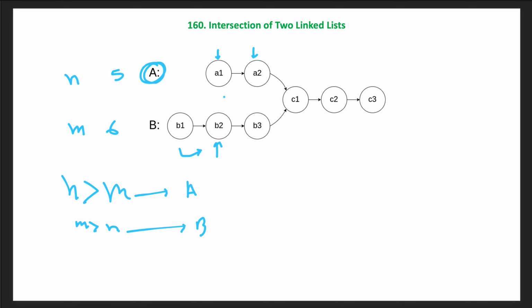We will compare as well, like if A1 equals B2, no. A2 equals B3, no. But as soon as we reach C1, for A we will reach C1 and for B we will also reach C1. So C1 is the first intersecting node of our two lists, so we will return C1.